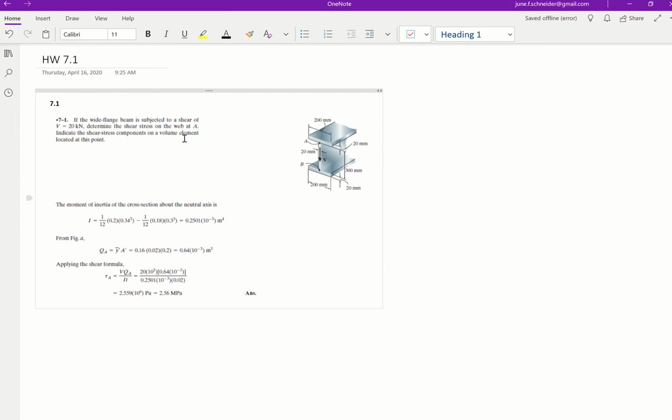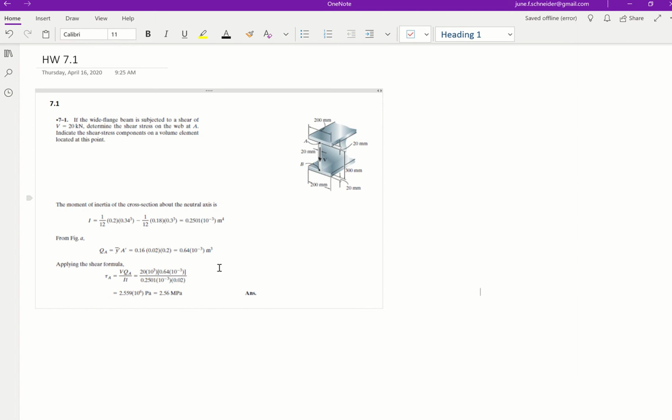By the way, a correction for my earlier comments. This is not about bending stress. This is about shear stress due to bending. Okay, so determine the shear stress on the web at A. And so how do we do that?